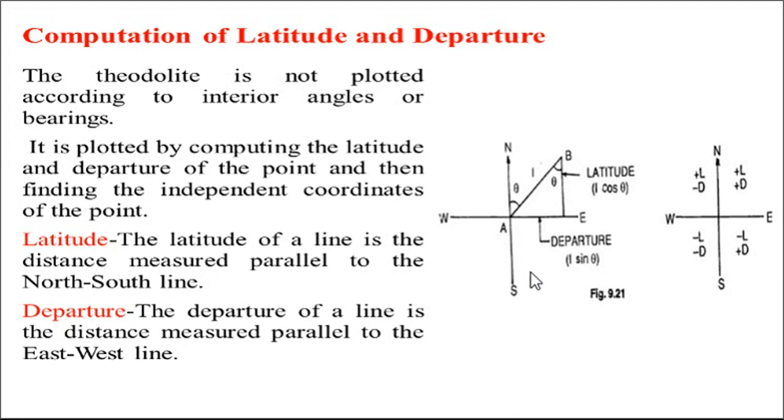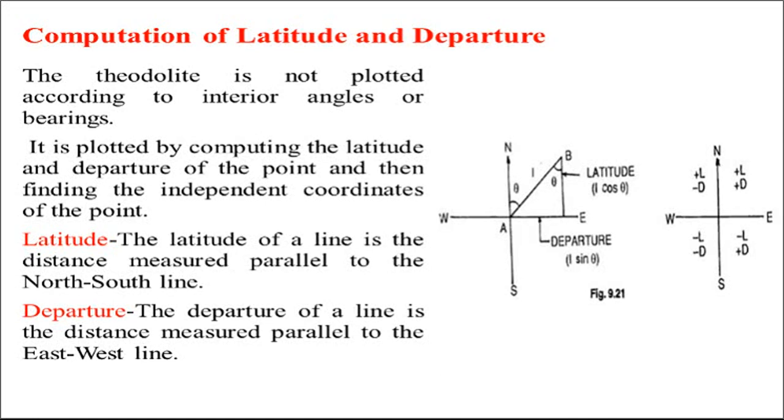So here in this figure, latitude is nothing but a distance measured parallel to the north-south direction. So for line AB, this is latitude. This length is called latitude, while departure is measured east-west. So for this line AB, this distance is nothing but departure of line AB. So latitude and departures are measured for a line.